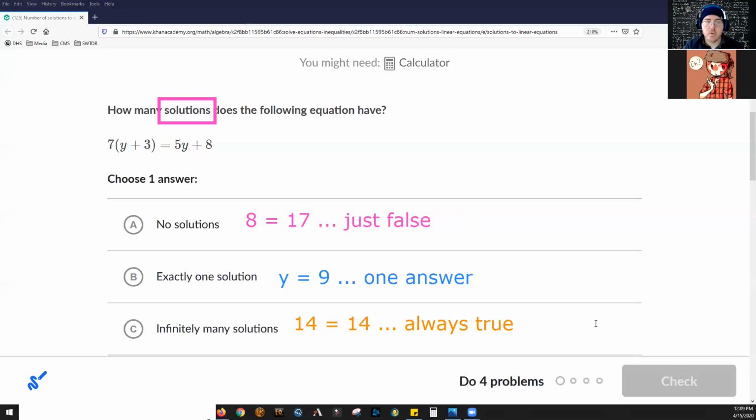So we're about to work this equation out, and it's going to be one of these three things. We'll either get an answer where two numbers are not equal to each other, which means it's false. Or we'll get exactly one answer, where y equals a number, x equals a number, d equals a number, whatever the variable is. Or the infinite solutions would be where a number equals the exact same number, something that's always true. So let's see which one we end up with.